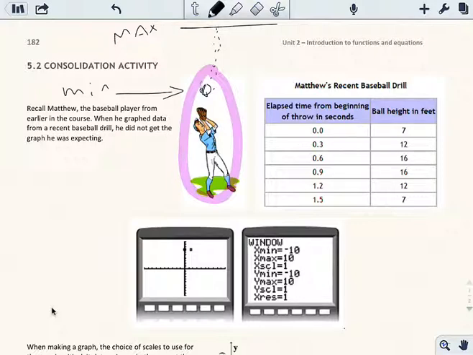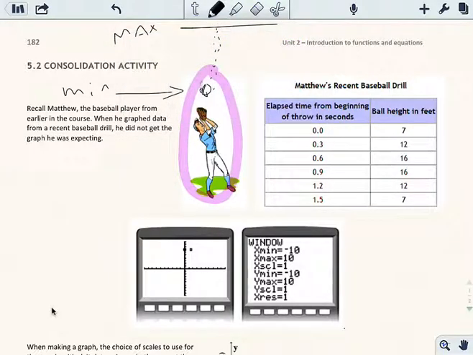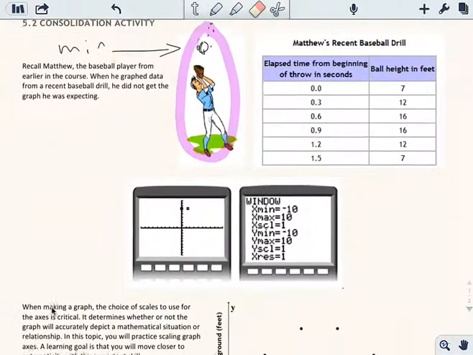And it makes sense that it should go up and come back down in the same way this table increases to a max and then decreases back to 7. So the task here is not so much to understand the situation, but to have a good understanding of how to graph the situation.